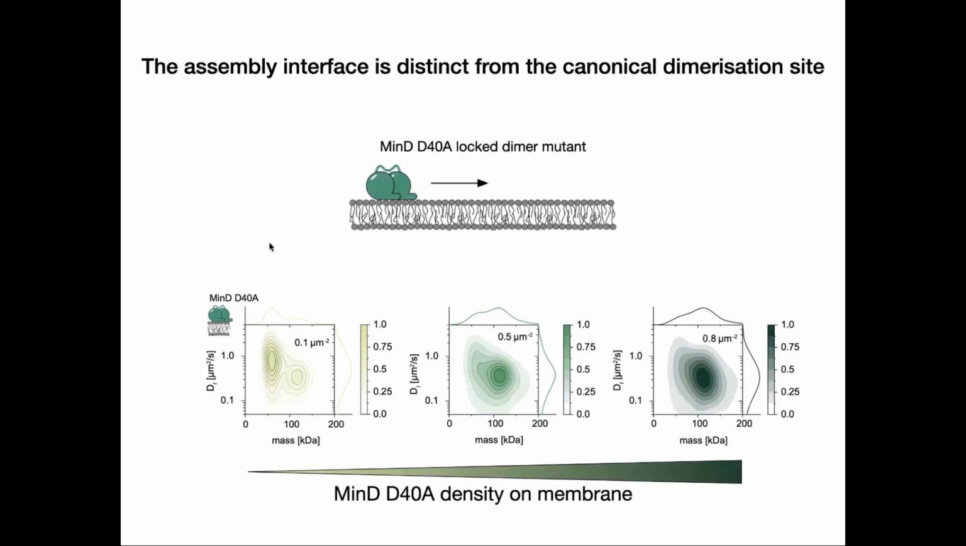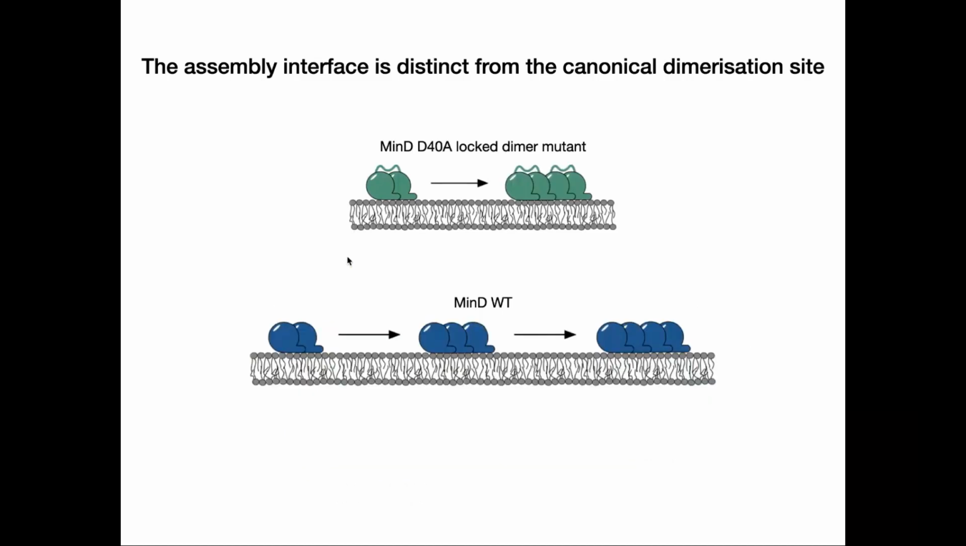Now, what we think that means is that apart from the canonical dimerization interface, we have an additional assembly interface that can hold more MinD subunits. And the difference between the mutant and the wild type is that due to the locked dimer interface, we preferentially get dimers and tetramers for the mutant, but we can also have intermediates where only one subunit of MinD attaches for the wild type.